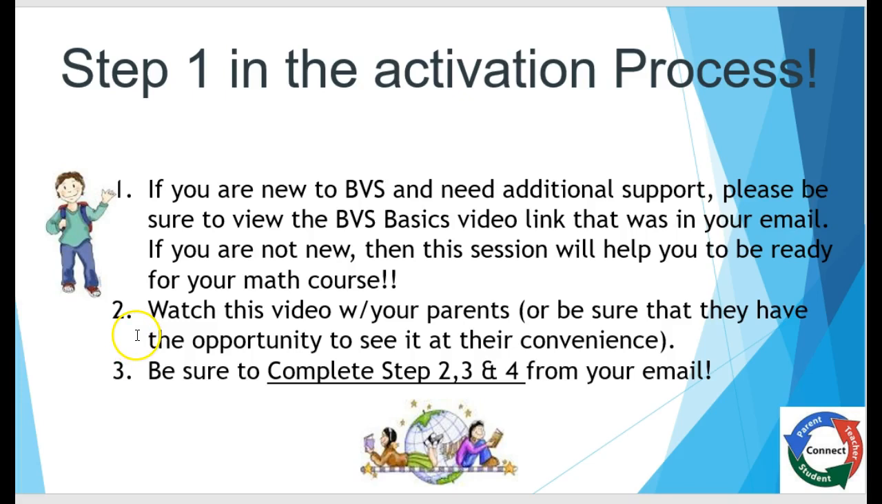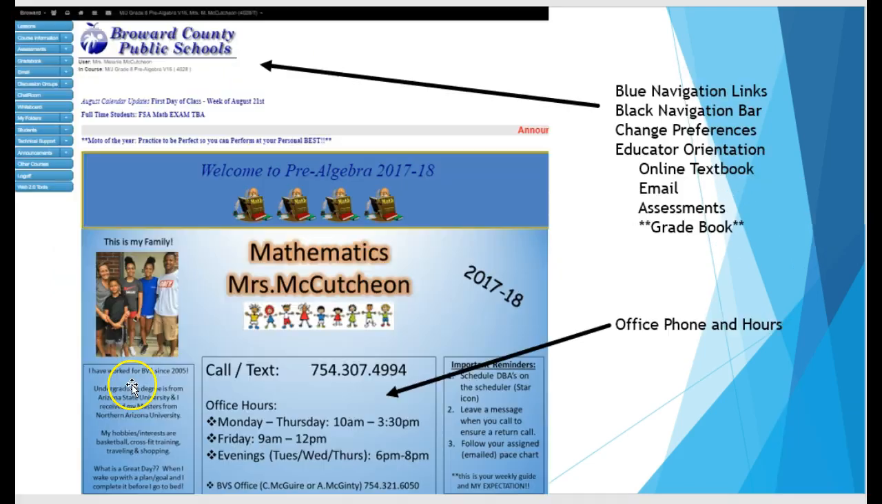Watch the video with your parents. If your parents aren't available right now, that's fine. Just make sure that they have the opportunity to see it so that everybody is on the same page with expectations. And then be sure to complete steps 2, 3, and 4. Again, steps 2 and 3 are necessary in order to activate your course. Step 4 is just the benefit for your parents.